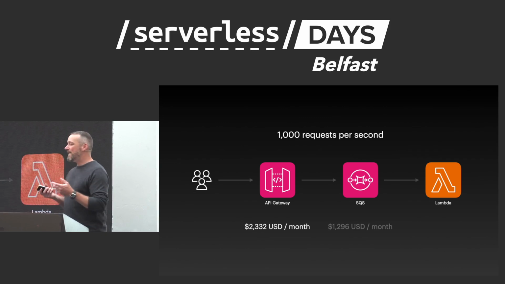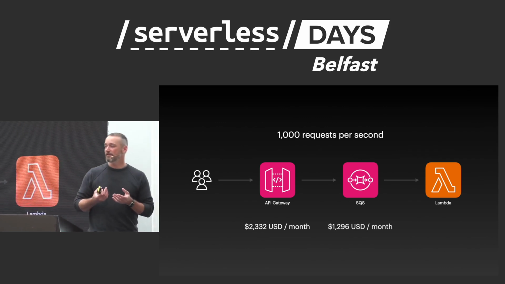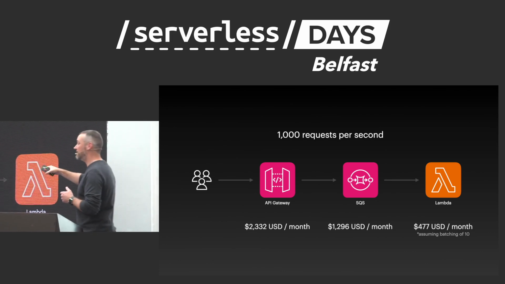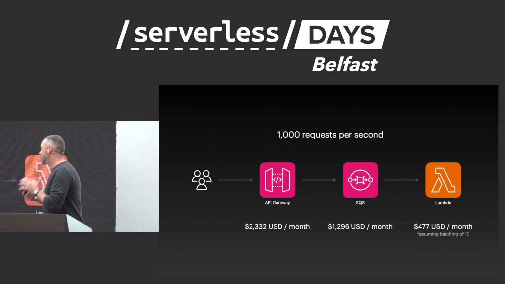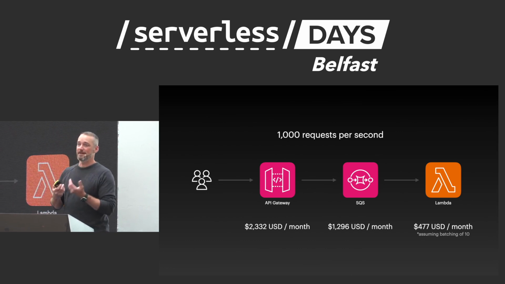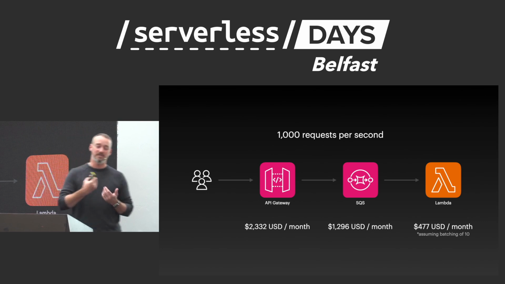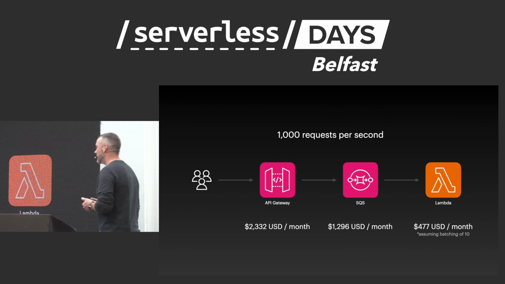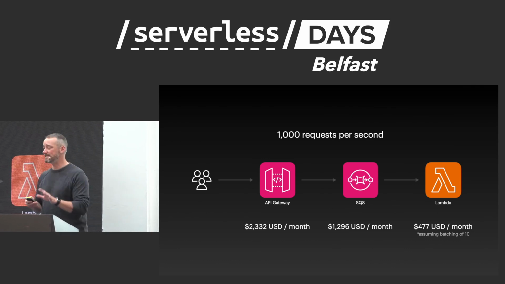Well, suddenly API Gateway goes up to $2,332 a month, and that's not including bandwidth. Add another $4,000 or something like that for bandwidth. SQS gets to $1,300 a month, and Lambda, if you start doing batches of 10, which is the maximum you can do with SQS, you're somewhere around $477 per month. Okay, so this gets expensive really, really fast.